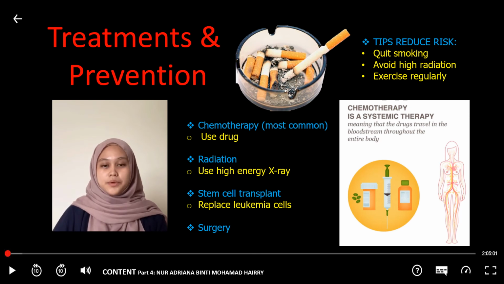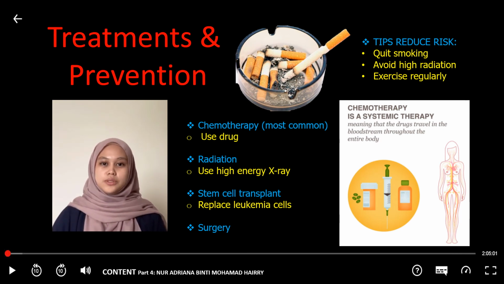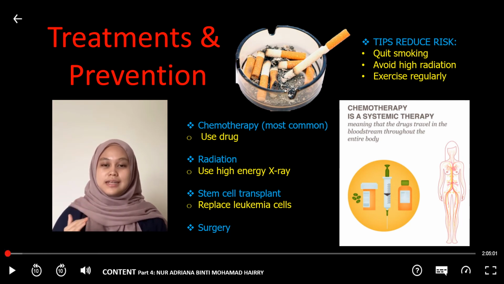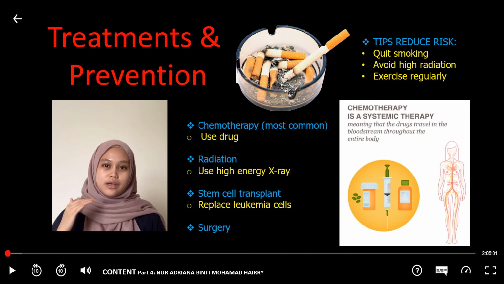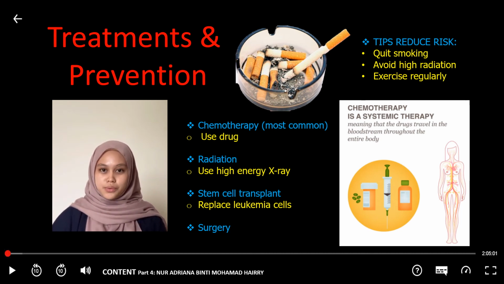Next, the treatment and prevention of leukemia. The most common treatment is chemotherapy. The doctor will use drugs to kill cancer cells in our blood and bone marrow. Second, radiation. It will use high energy X-rays to kill leukemia cells or keep them from growing. Third, stem cell transplant. The doctor will replace leukemia cells in our bone marrow with new ones that can make blood. And lastly, the last option is surgery.